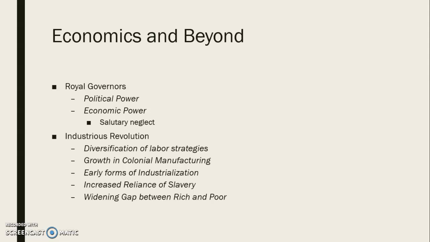An increased reliance on slavery. Really, the increased slave use in the South especially enables the expansion of crop production. The reason that they're able to produce more and different types of crops is because they are using more and more slaves. And then the widening gap between the rich and the poor is just another characteristic that's happening because of this Industrious Revolution.